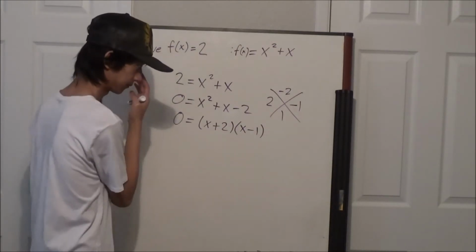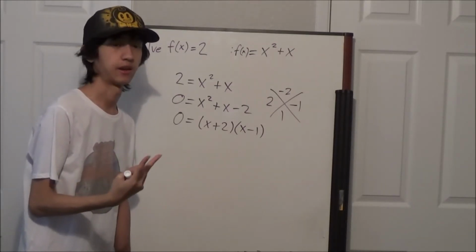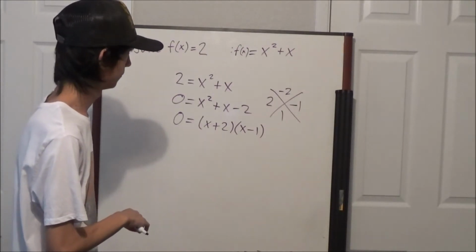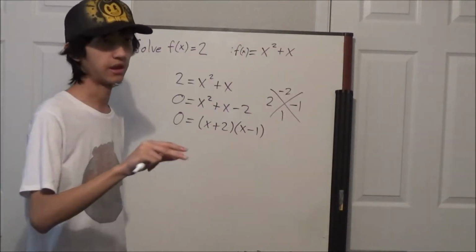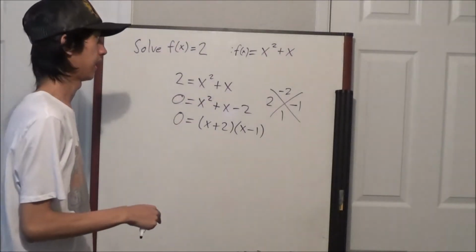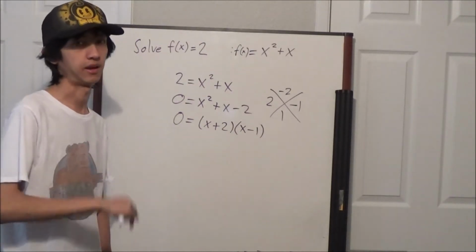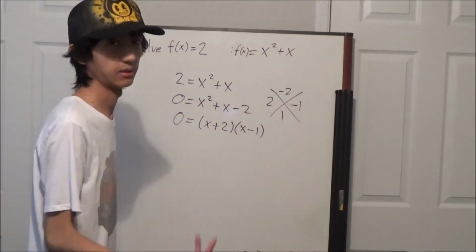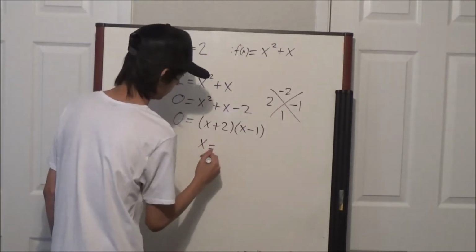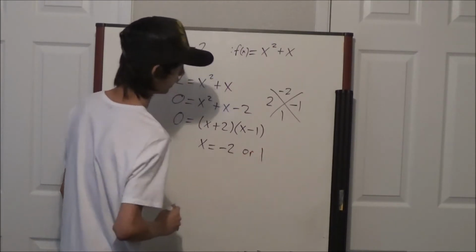So, this also tells you that you have two solutions of x, which is still a function. You can have two different x values that equal the same y. You just can't have two different y values that equal the same x, because that would not be a function. So we could just say that x is equal to negative 2 or 1.